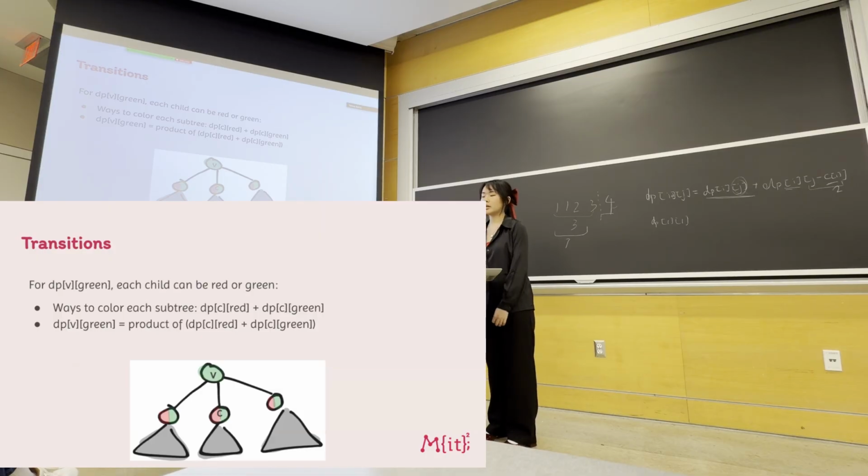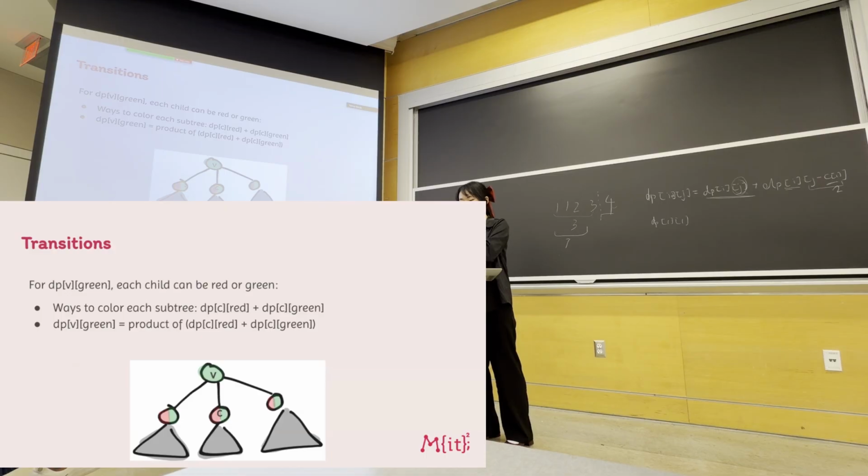And for green, we note that each child can be either red or green. It doesn't have the same restriction. So for each subtree, the ways to color each subtree would be DP[C][red] plus DP[C][green], because it can be both red and green. So the number of ways to get red plus the number of ways to get green is the total number of ways to color it. And so DP[V][green] would once again be the product of the number of ways each child can be colored. In this case, each child doesn't only have to be green, so they're added, but then we multiply them together to get DP[V][green]. Does that make sense to everyone? Okay.